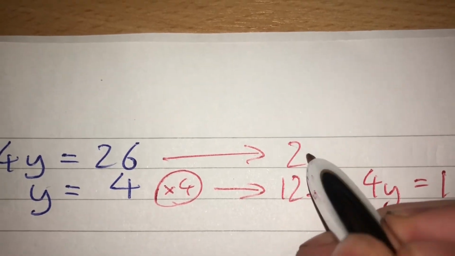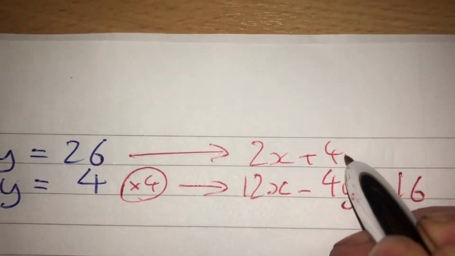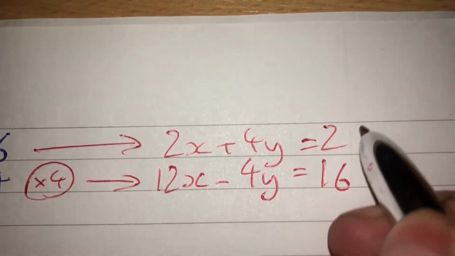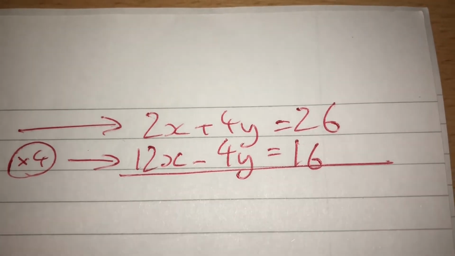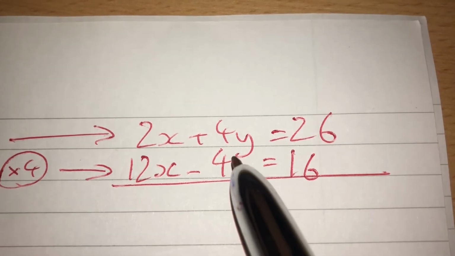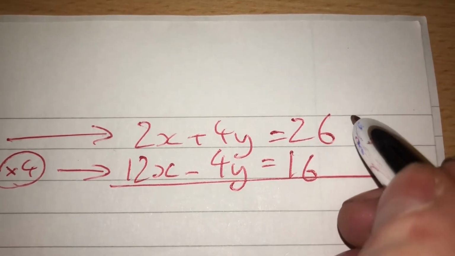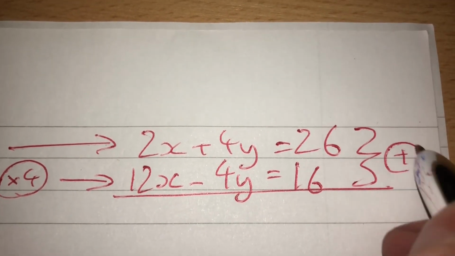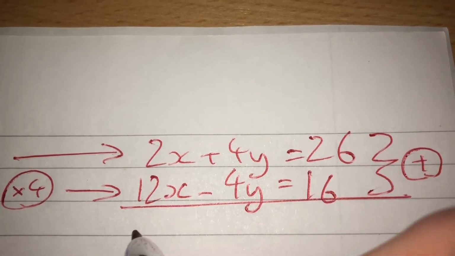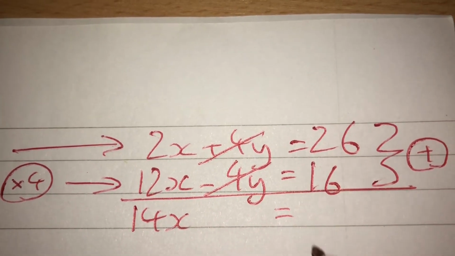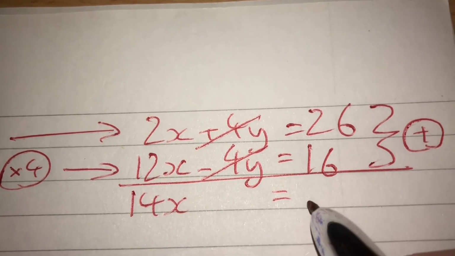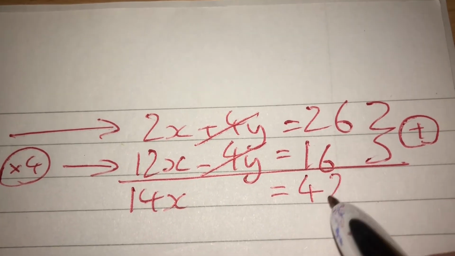I have 2x plus 4y equals 26. Okay, now I have this in a format where I can cancel out the y's. And the signs are different. So if you remember from earlier, when the signs are different, we add the equations. So 2x plus 12x is 14x. These cancel. 26 plus 16 is 42.